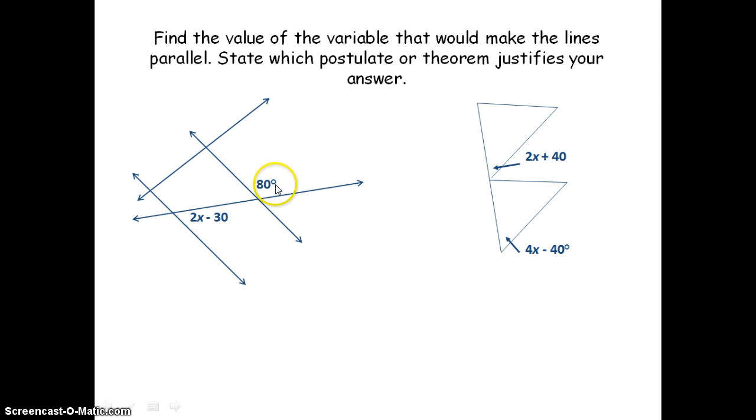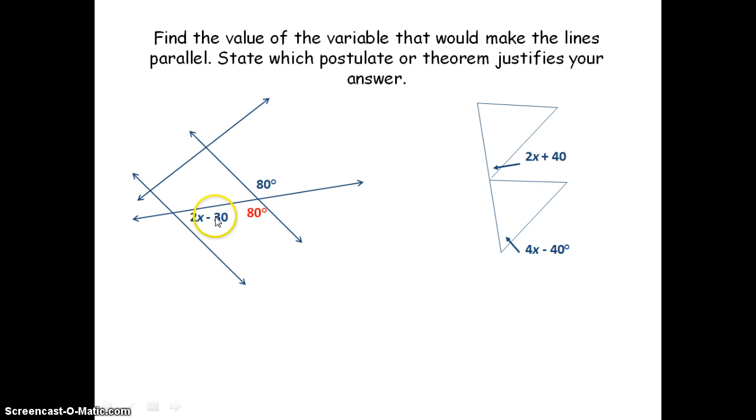pair. If this angle is 80 degrees, then I know for a fact that the vertical angle across from it is 80 degrees. I don't need to know that there's parallel lines in order to put that. Vertical angles are always congruent no matter what. So now I have a special angle pair that I can try to use to set x equal to a number so I can say that these two lines right here are parallel.